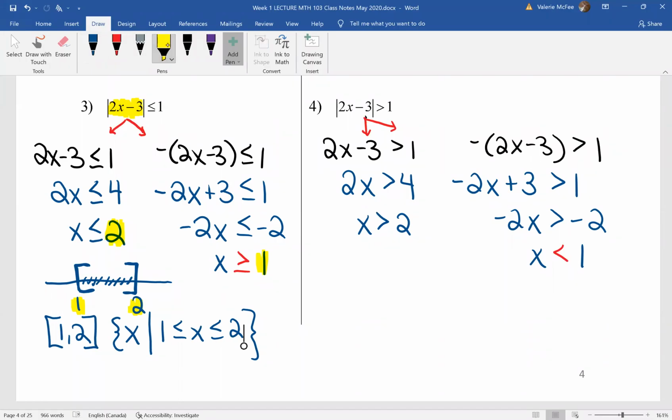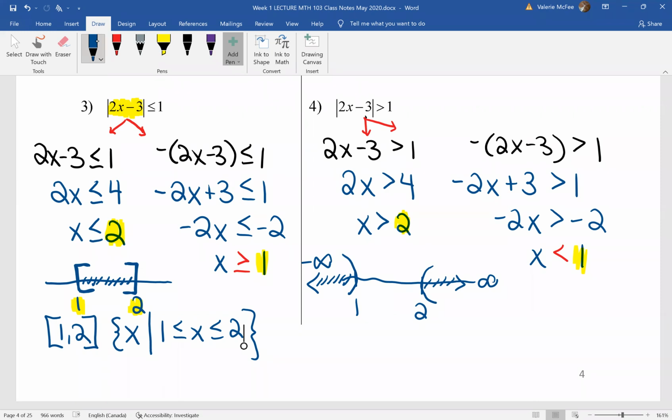So again, we have the same two numbers we want to put on our number line, but the shading's a little bit different this time. X is greater than 2, so we're shading towards positive infinity and using an open bracket. X is less than 1, so we're shading towards negative infinity and an open bracket.